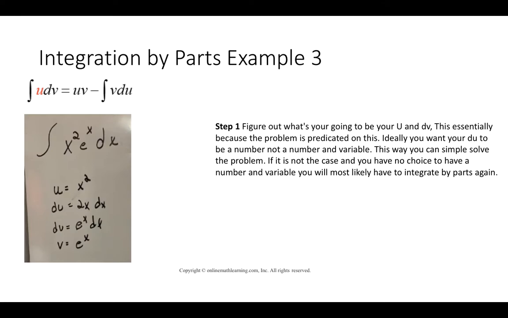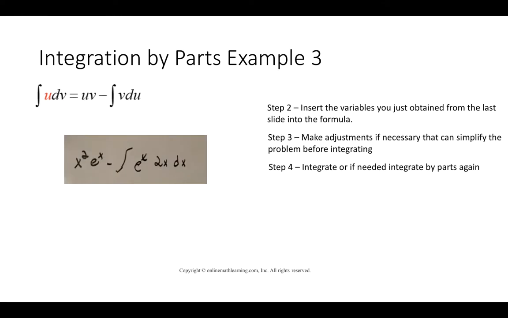Now we're going to plug it back into the formula. My u, x squared, times my v, e to the x, minus the integral of my v, e to the x, and my du, 2x. What's the problem over here? We can't simply integrate this because we're still left with e to the x and 2x.